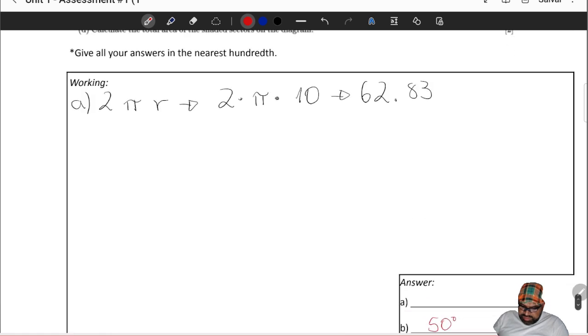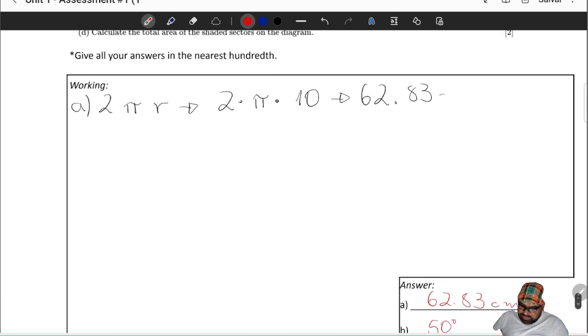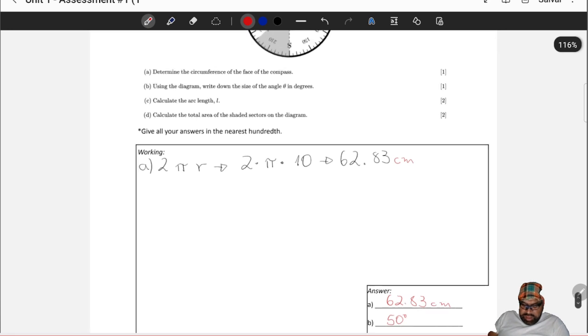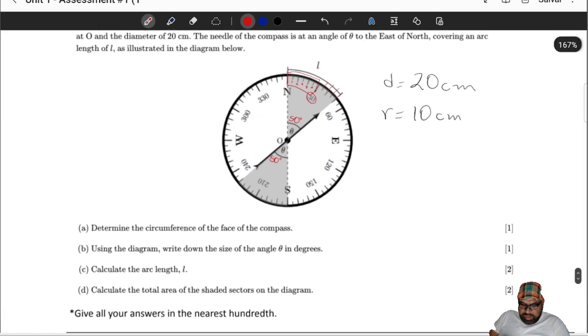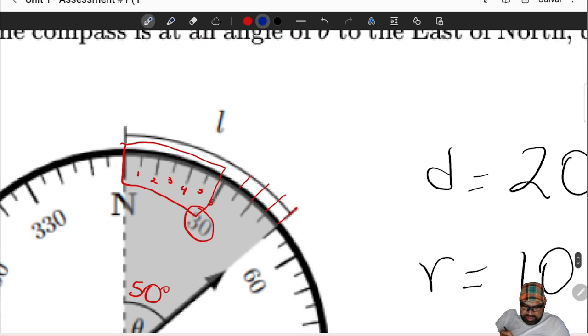And the answer for A is 62.83 centimeters, okay? Do not forget the unit. I was forgetting here. Centimeters. B done. C, calculate the arc length. The arc length is this black thing here. I would put it in blue. Is this guy here. Okay, this is the length.